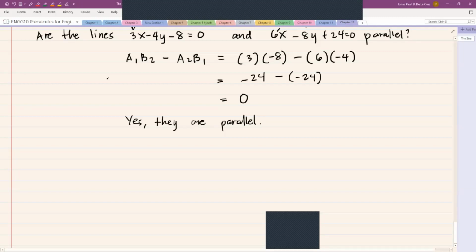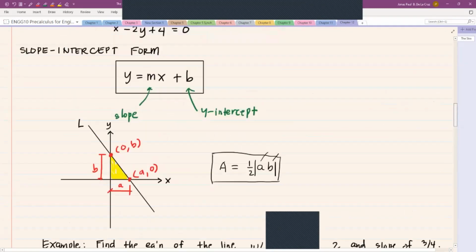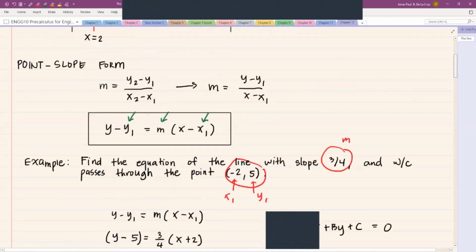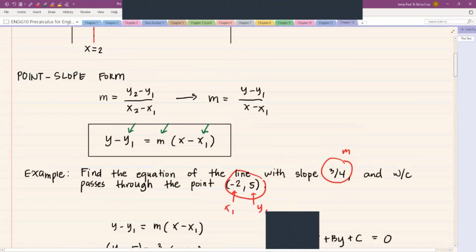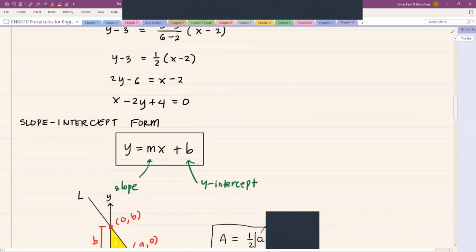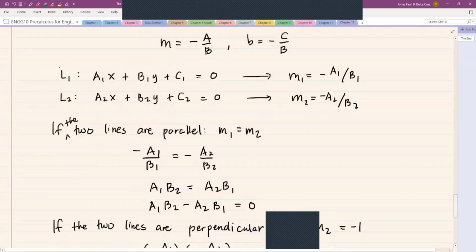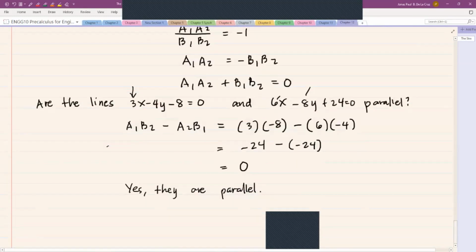Yun yung mga different forms of the line. Hindi na natin i-discuss yung normal form of the line. Okay, those are the different forms ng straight line. Nakadepende sa given, we can use any of these forms to come up with the equation of the line. So meron tayong point-slope form, the two-point form, the slope-intercept form, the intercept form, and then the general form of the line. Okay?